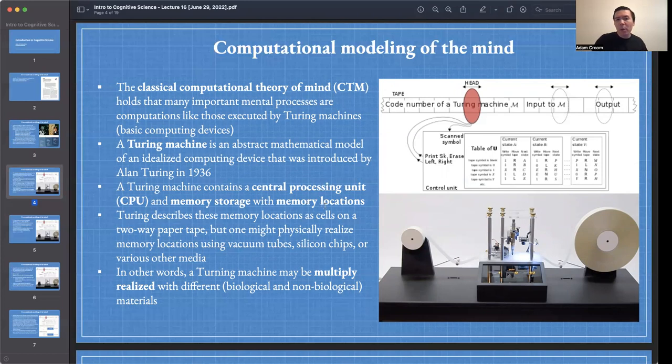Turing describes these memory locations as cells on a two-way paper tape, but one might physically realize memory locations using other media, such as vacuum tubes, silicon chips, and other media. In other words, a Turing machine can be multiply realized. A Turing machine can be realized in different sorts of things. For example, in this physical system, but it also might be the case that a Turing machine is realized in our biological brain.